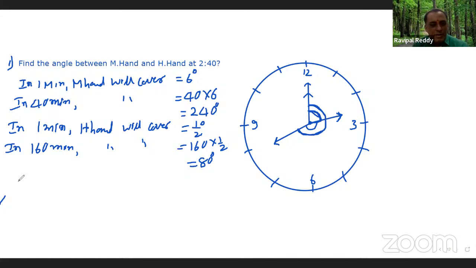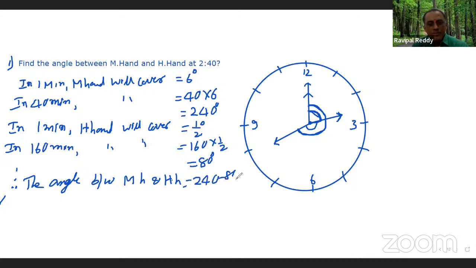Now the required angle. The angle between the minutes hand and the hours hand is 240 minus 80, which is equal to 160 degrees. 160 degrees, this is the answer.